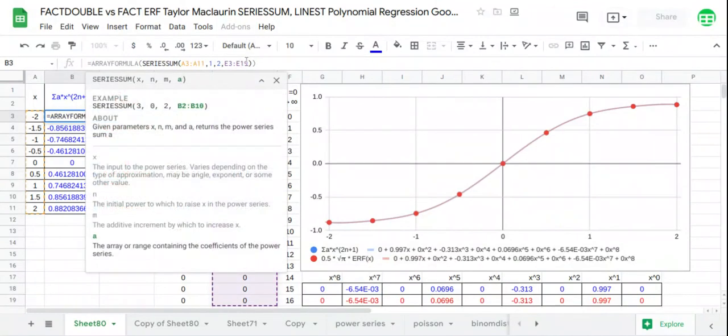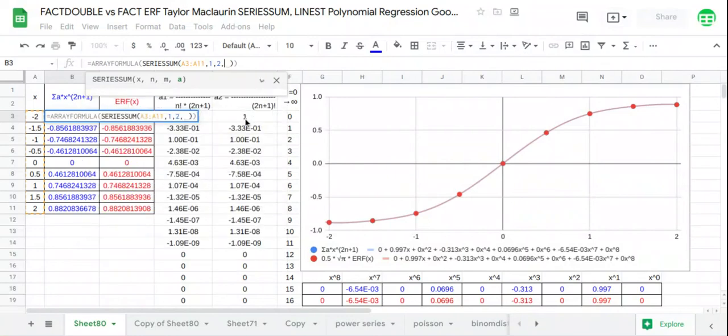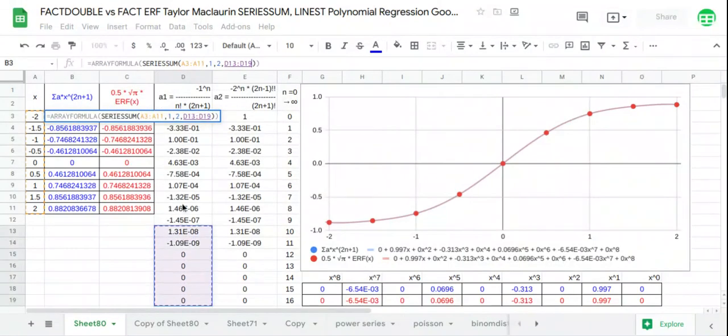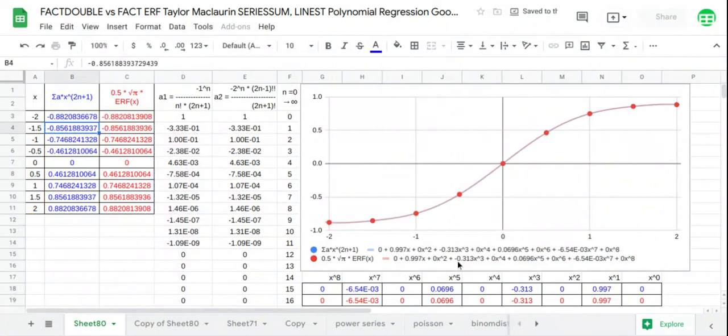We change this. Instead of the double factorial, we use the factorial. Enter. We still get the same polynomial regression coefficients. The polynomials are still identical. The trend line, they're still on the same trend line, and the data sets remain the same.